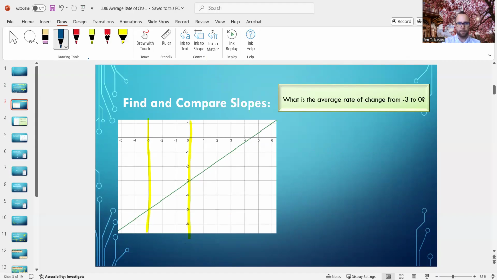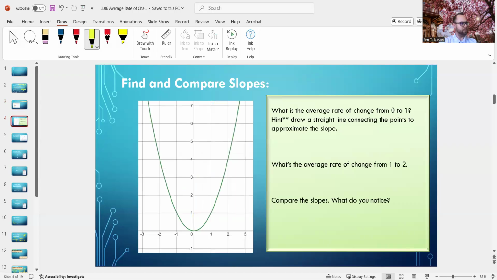So, if we look at the slope between these yellow lines, which is our interval, right, -3 to 0, we go from one point to the next, and rise of 2, run of 3. So our rate of change is 2/3. That's a nice way to get us started today. Now let's look at a different graph.